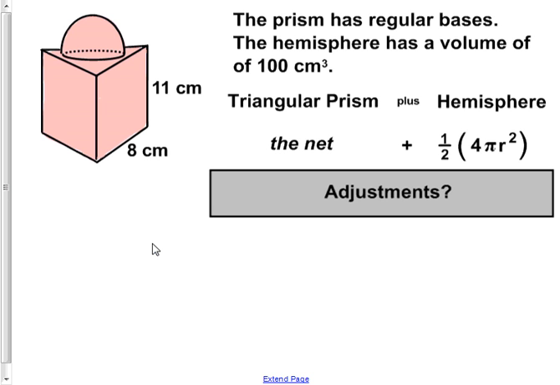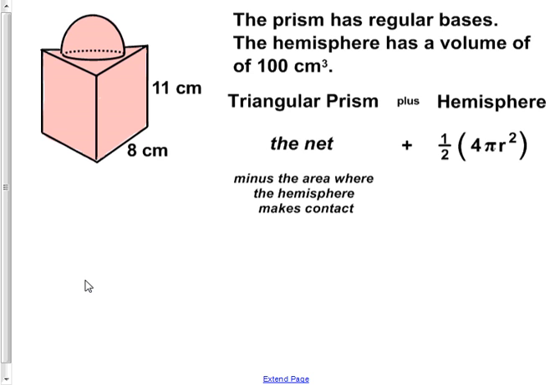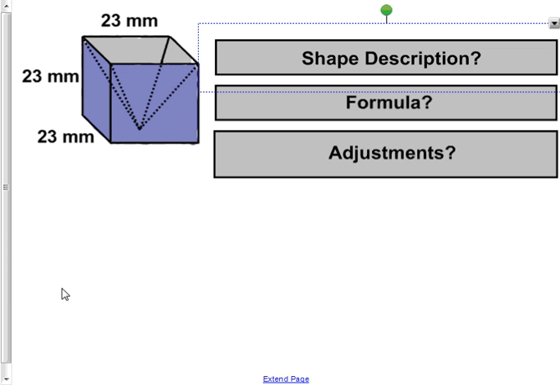Okay, now we do have the entire hemisphere on the right side of that little problem, so we don't have to make any adjustments there. But the prism has part of its surface area being blocked where the hemisphere joined in. So we are going to have to remove that circle where the hemisphere is making contact with our prism. Leave a little bit of space there on your paper. And then lastly, we had this figure.